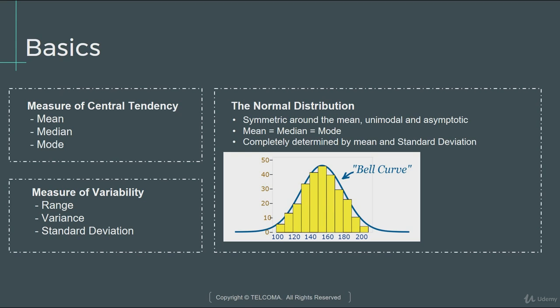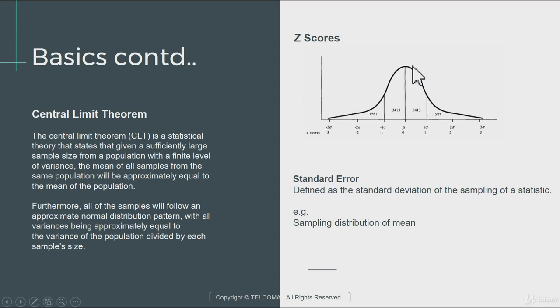We move on to a very important term, the central limit theorem, which will help us understand this better. The central limit theorem is a statistical theory that states that given a sufficiently large sample size from a population with a finite level of variance, the mean of all samples from the same population will approximately be equal to the mean of the population.